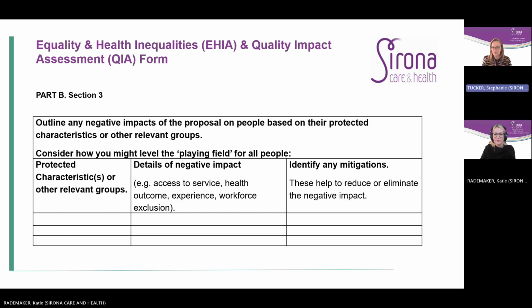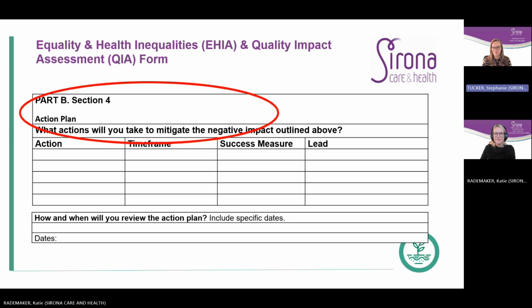Thank you. That is the end of Part B, Section 3. Let's have a look at Part B, Section 4. This is your action plan. You're not adding anything new here. This is where you describe all the actions you're going to take to mitigate the negative impact you already identified above.